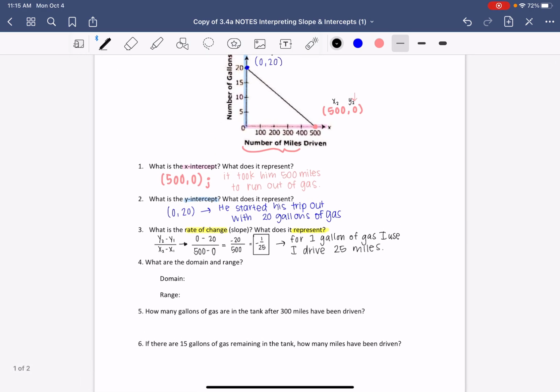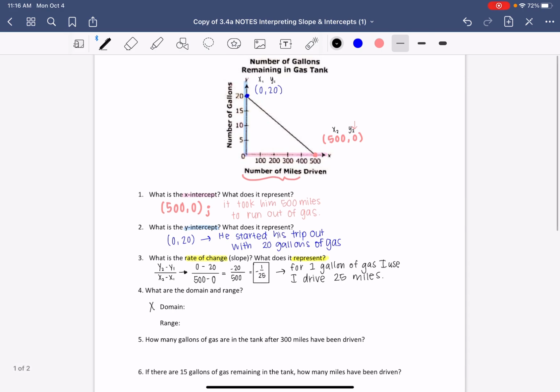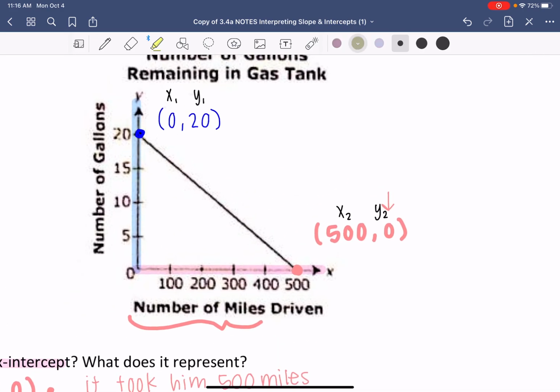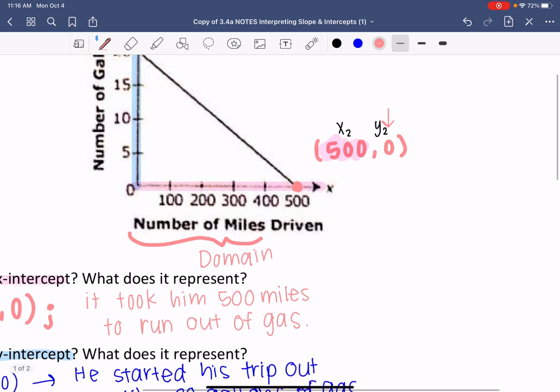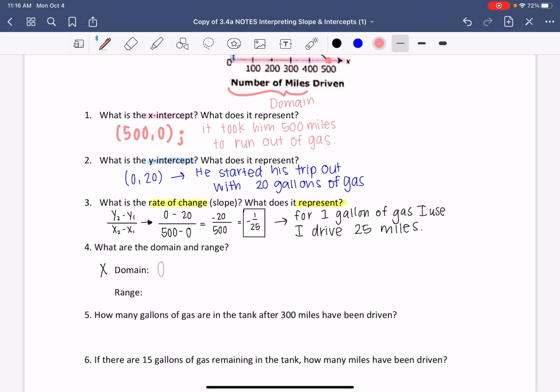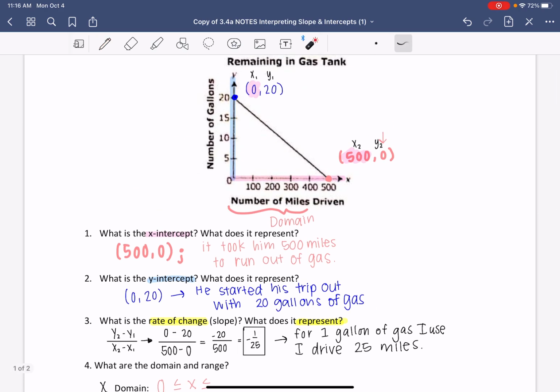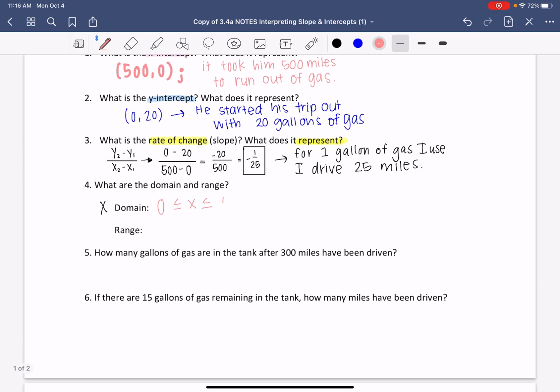So domain, remember, domain is your x values. Okay, so if I'm looking at my ordered pairs, my domain, I'm going to use my x coordinates, because it's left to right. So this is my domain down here. My graph starts at 0, and my inequalities will always face the same way, and my x goes in the middle, and my graph stops at 500. So because my graph stops at 500, my domain stops at 500.